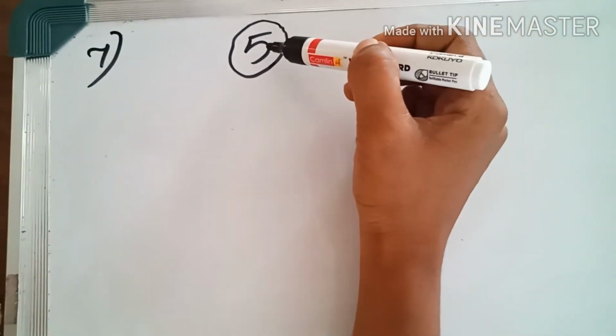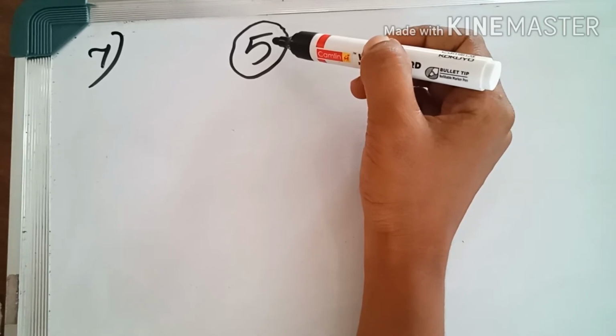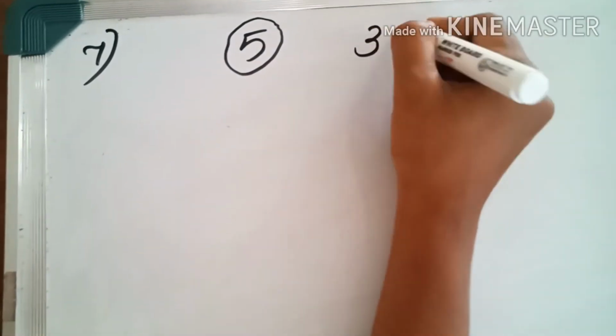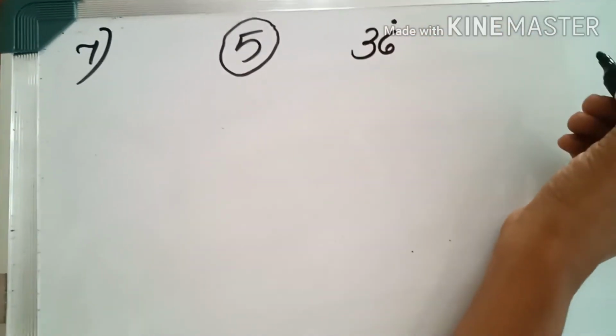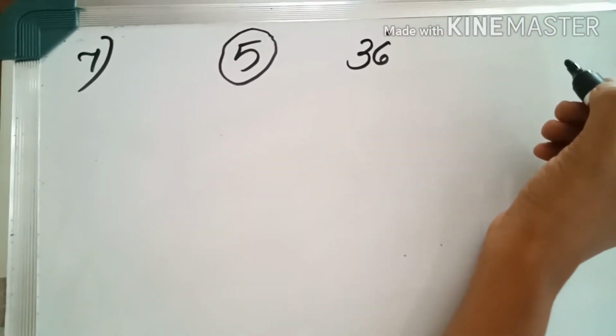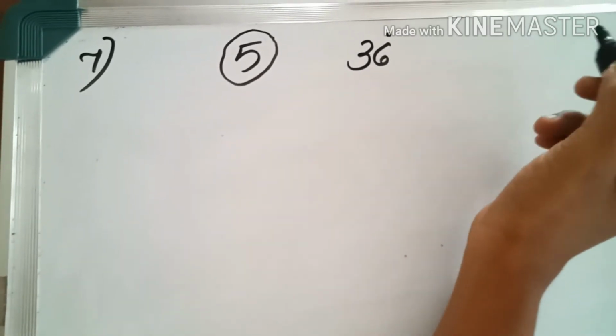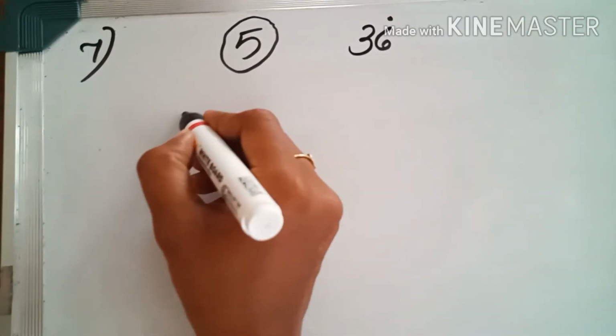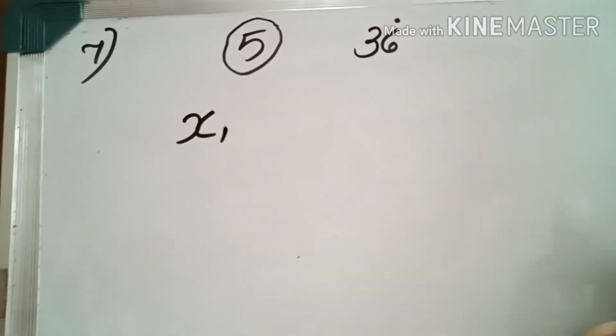So out of these 5 angles, the smallest angle will be greater than 36 degrees. That is what we need to prove here. First of all, we have to consider the angles. We don't know the smallest angle, so let's consider the smallest angle as x.